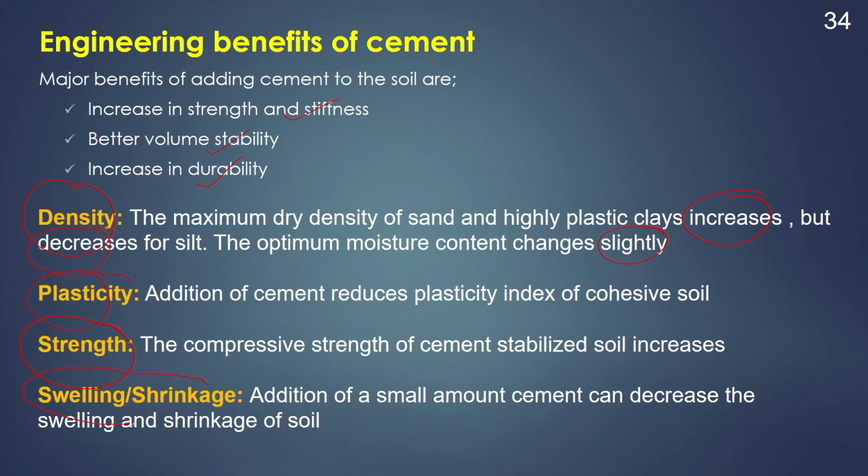Another factor which is most required for an expansive soil is swelling shrinkage control or swelling shrinkage stability or the volume stability. Even addition of a small amount of cement can decrease the swelling shrinkage of a soil significantly. Therefore, the cement can be used to control the swelling or shrinkage of the soil quite effectively.